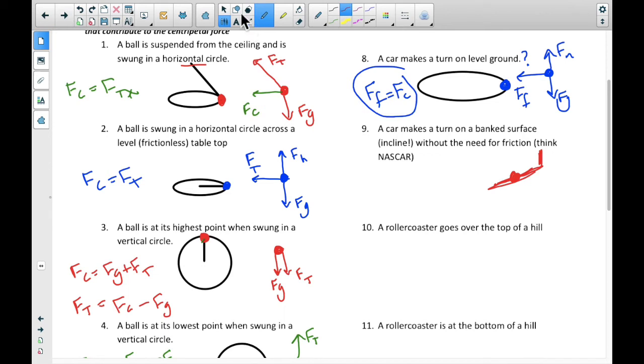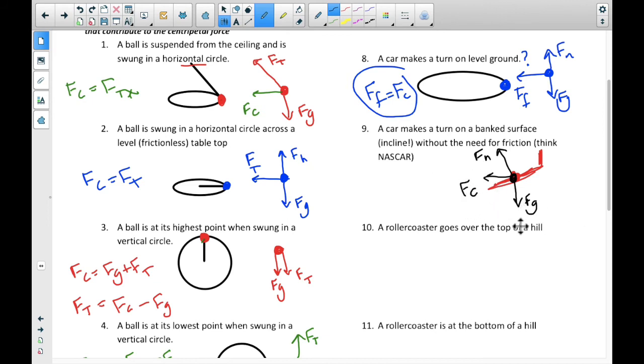Well, why is that? So let's talk about that free body diagram. Well, the free body diagram says, of course, we have the force of gravity going straight down. Now this time our normal force is not going straight down. Our normal force is perpendicular to the road. So now the question is, what is causing the centripetal force?